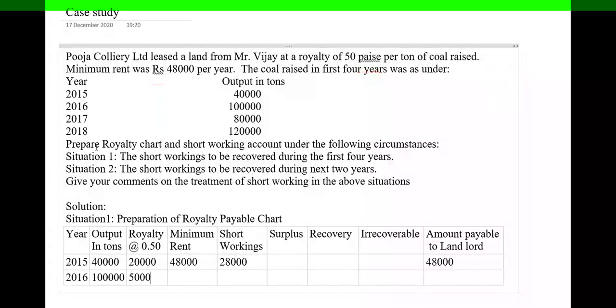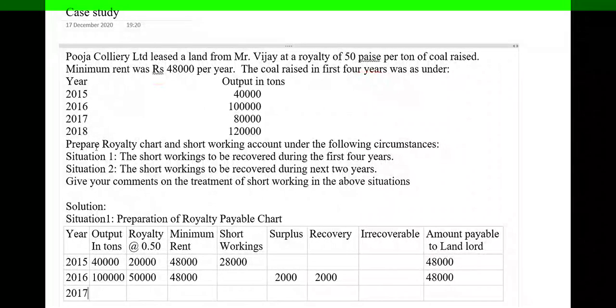So next year 2016, the output is given as 1 lakh here. So the royalty will be 50,000, that is 1 lakh into 0.50. So minimum rent payable is 48,000. So here we have got surplus of rupees 2,000. Then we can recover. So as we have got surplus in the second year, we can recover to the extent of the availability of the surplus. So here it is 2,000. So the amount payable will be 50,000 minus 2,000, so that comes to 48,000.